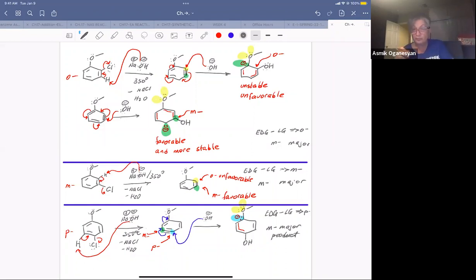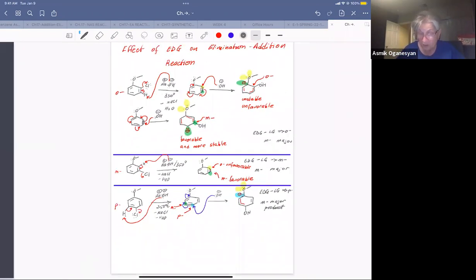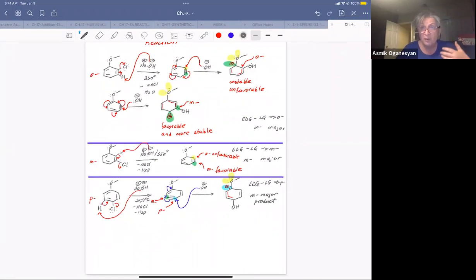Okay? So the take-home lesson here is that no matter what electron donating group and leaving group you have, as long as your leaving group is good and your nucleophile is pretty strong and you have very harsh conditions, your major product is going to end up being substituted on the meta position. So let's put that take-home general scheme.